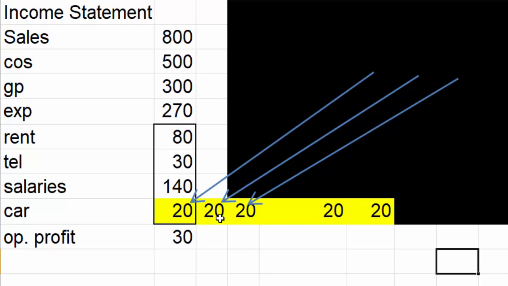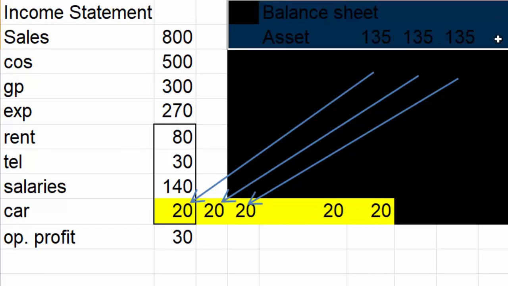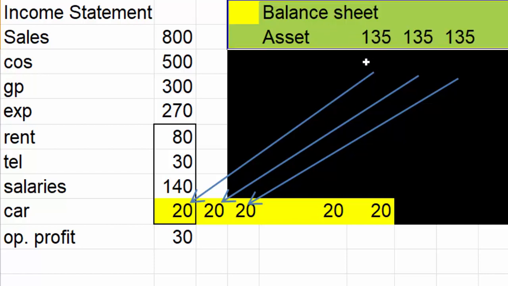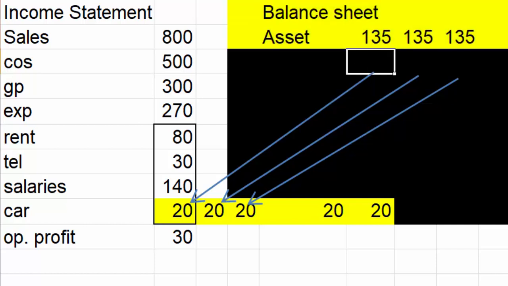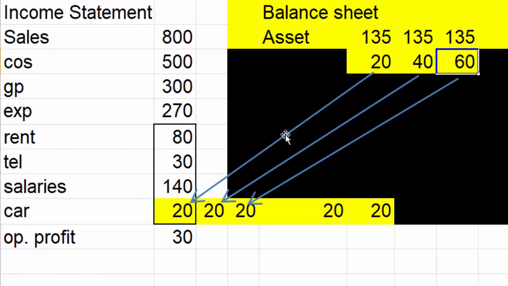This 20 that I've got over here, where does that come from? So when I buy the car, I record it in my balance sheet at 135. But then every year I take the 20 out of the balance sheet and I put it as the expense. The next year I take the next 20 out of the balance sheet, and the next 20. Can you see this is accumulating? 20 plus 20 plus 20. So this we call accumulated depreciation.